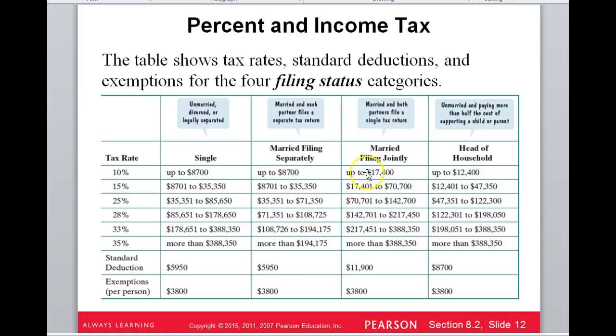Married filing jointly, notice the numbers start changing. This is double this number. And then head of household, we see the numbers are changing. The tax rates themselves aren't, but what qualifies to get into those tax brackets does change for the different filing statuses. And then these standard deductions are different in the married cases and head of household.